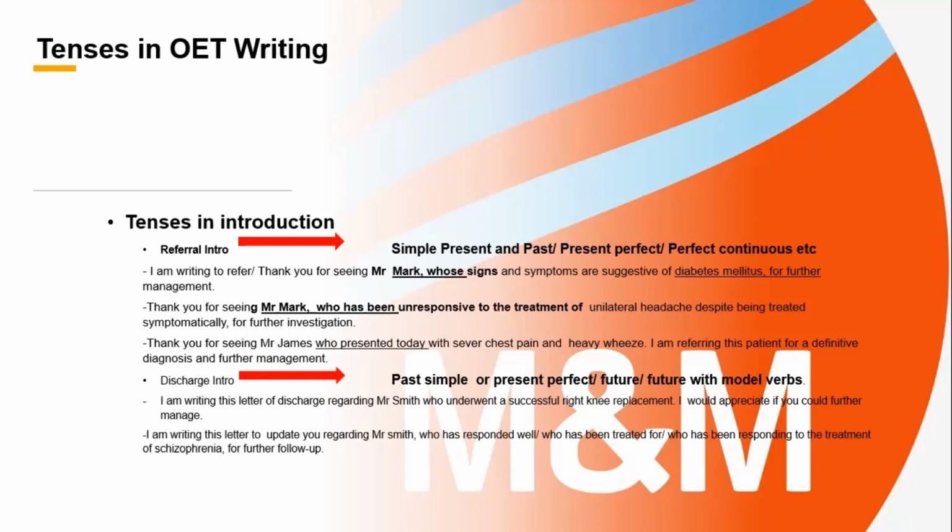So if I am writing this letter of discharge regarding Mr. Smith, who underwent a successful hip replacement, in that case we can use the past simple tense in the introduction of discharge. Similarly, we can also write it down in present perfect tense in the letter of discharge, who has responded well to the treatment, right? Or who has been responding well to the treatment, depending upon the situation.